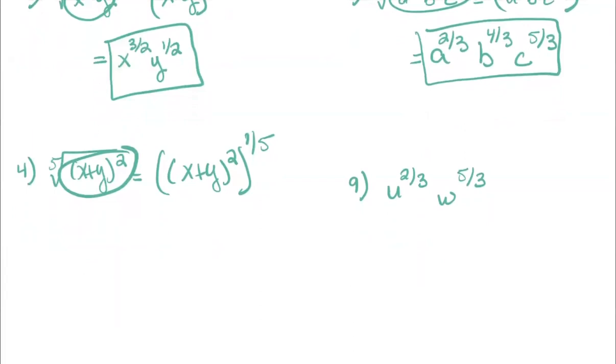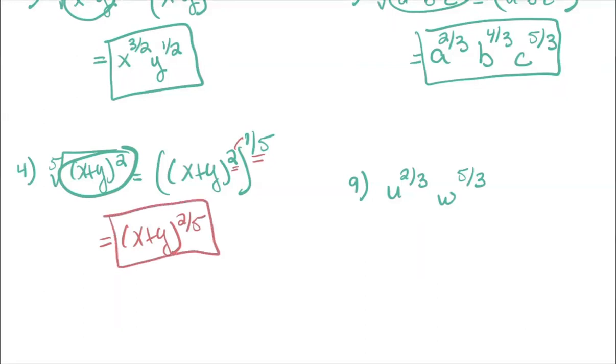Okay, I still have a power raised to another power, so I'm going to multiply those powers. So I have x plus y, 2 times 1/5 is 2/5. Now, I can't really do anything else with this. You could technically expand that out, but that's not the point of this exercise. The point is just for you to simplify those powers.